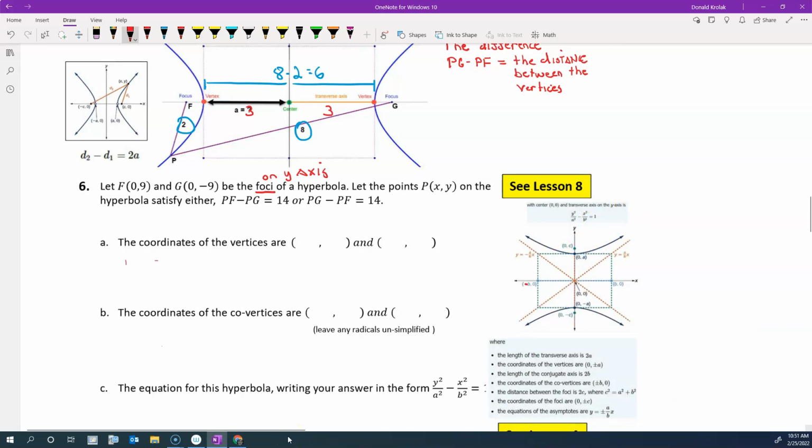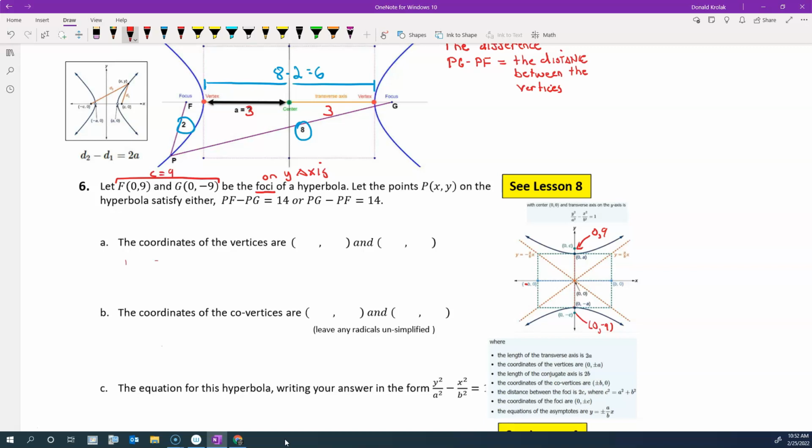The first question is asking, what are the coordinates of A? In my drawing, these are the two focal points. That's (0, 9), and this one down here is (0, -9). So the value of C is 9. Right there, C is equal to 9.